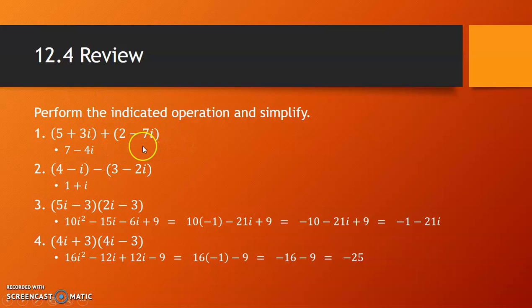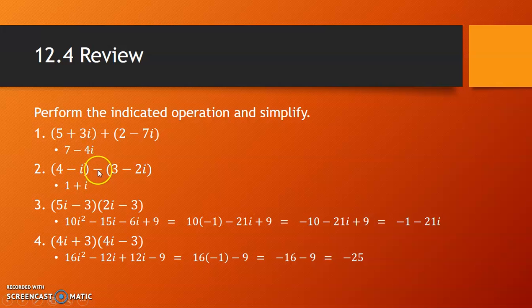So numbers can be combined with numbers, and then the imaginary, or complex numbers, can be combined with other complex numbers. So for this first one, I have 5 plus 2, that's why I got 7. Now 3i plus a negative 7i, make sure you watch your signs. That's how I got negative 4i, because you're actually subtracting there.